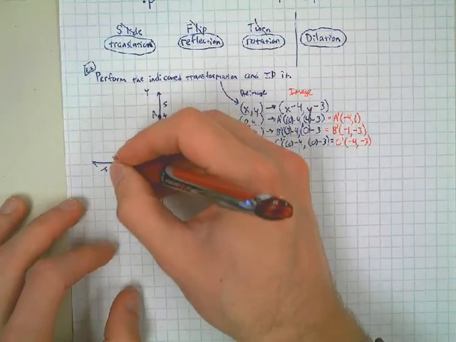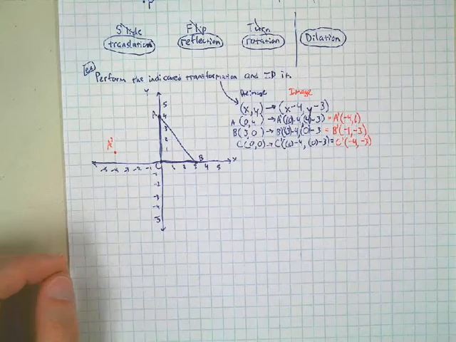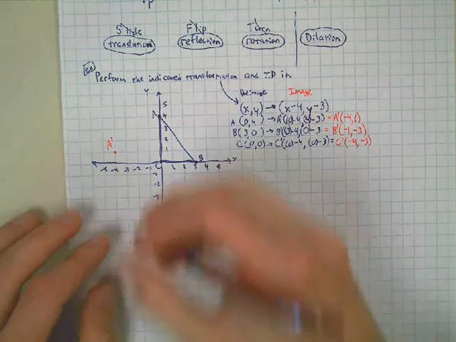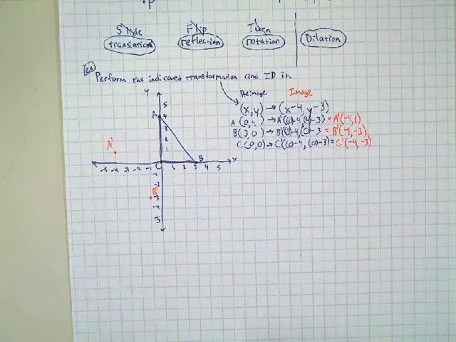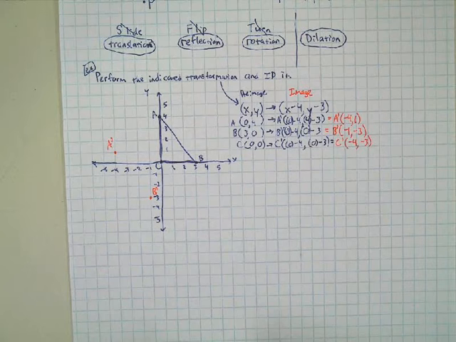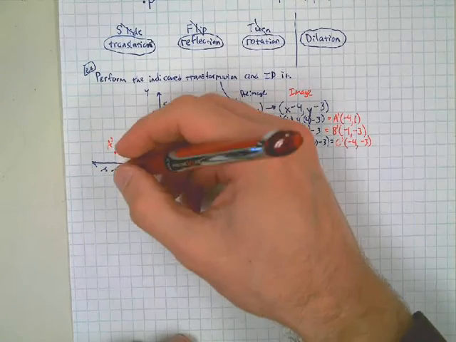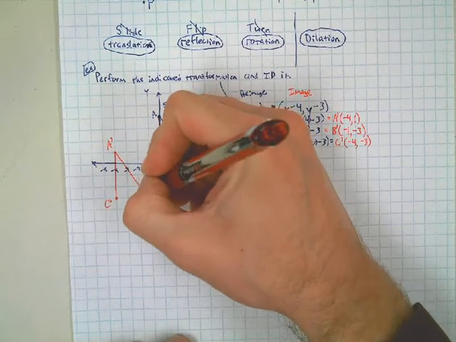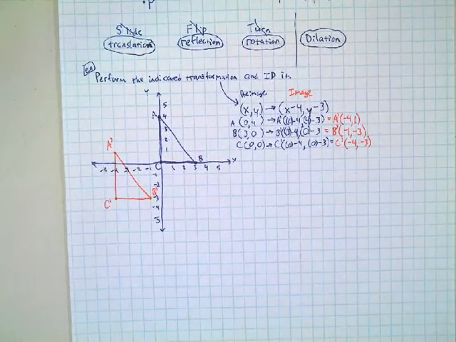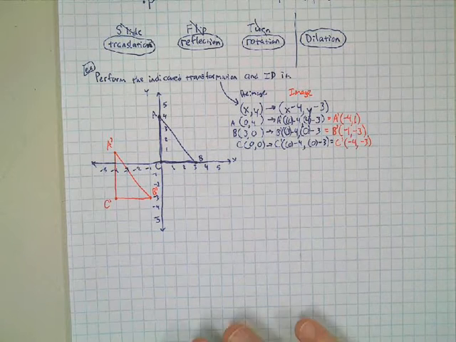Okay? So now to plot this, I'm going to plot A prime, B prime, and C prime. So A prime has coordinates -4, 1. So there's A prime. Okay? B prime has coordinates -1, -3. Yeah, 0 take away 3. And then C, which was 0, 0, C prime is now -4, -3. And then we can connect the dots. Okay, like so.